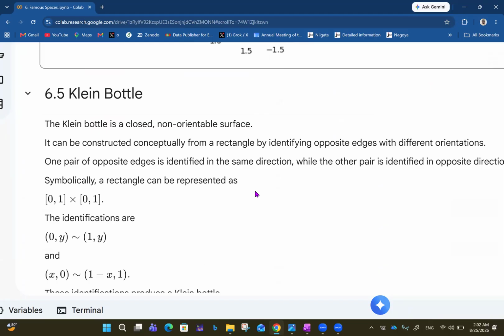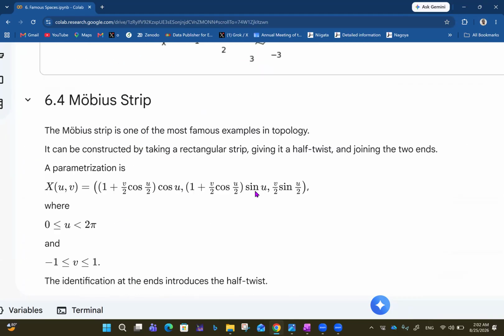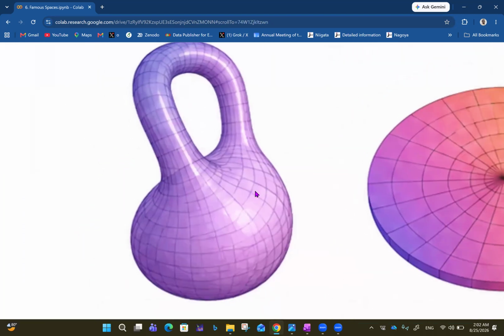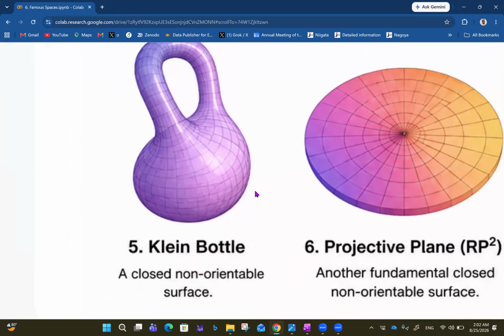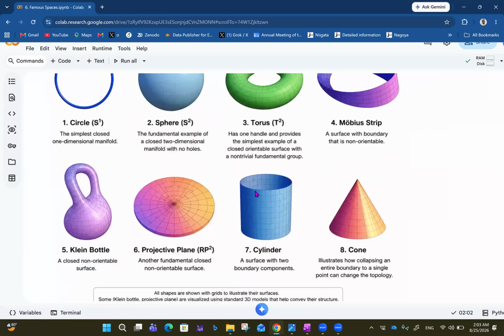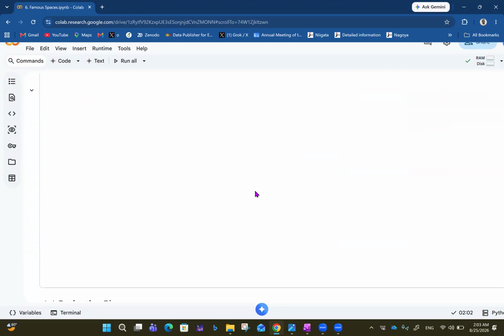Then we have the Klein bottle. If you remember the Klein bottle, this is it right here. This is a Klein bottle here. It's a closed, non-orientable space also. So you can't really distinguish inside and outside.